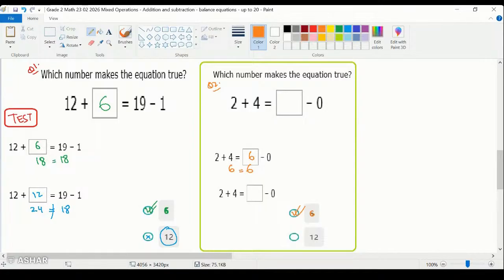Why is 12 incorrect? Let's see. 2 plus 4 is 6, which is not equal to 12. That means this was incorrect. So we simply write the correct answer, that is 6.